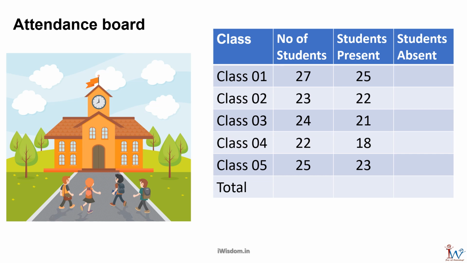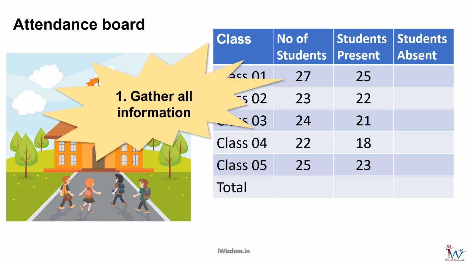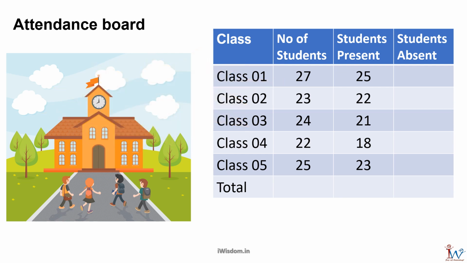As a first step, let's gather all the information. Number of students in each class and the number of students present is given. So we can get the number of students absent by subtracting the number of students present from the total number of students. Also, we calculate the total number of students, present students, and absent students by adding entries in column.